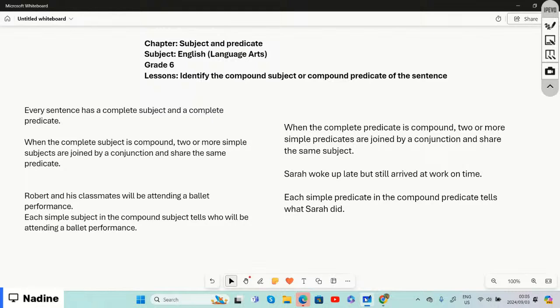All right. So we're doing our subject and predicate, and this is going to be a continuation of our previous lesson. So when it comes to subject and predicate, right, every sentence has a complete subject and it has a complete predicate.